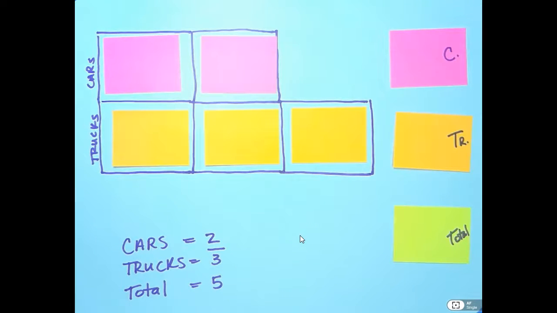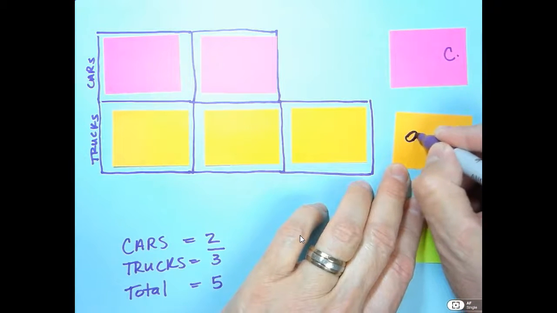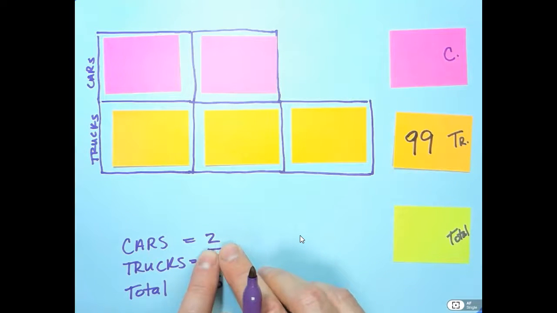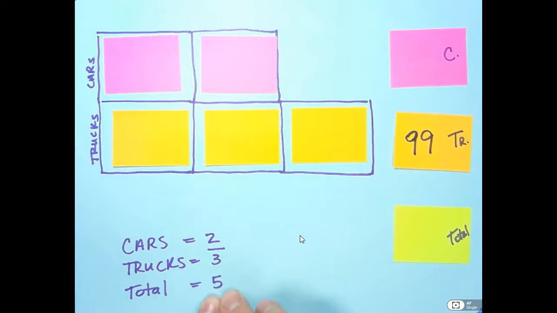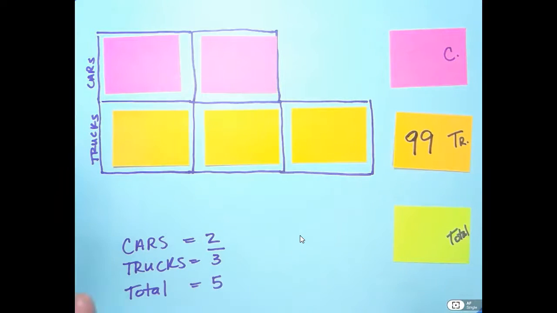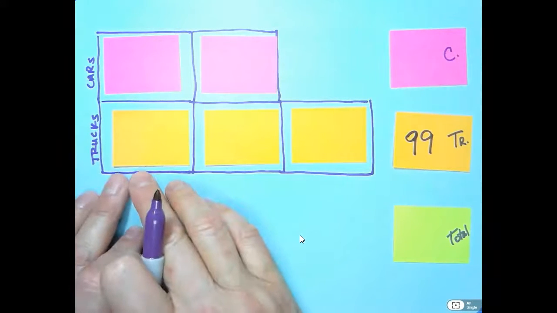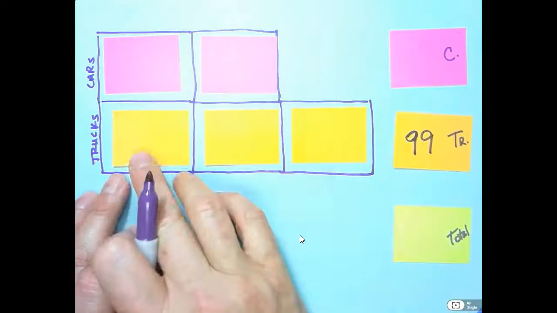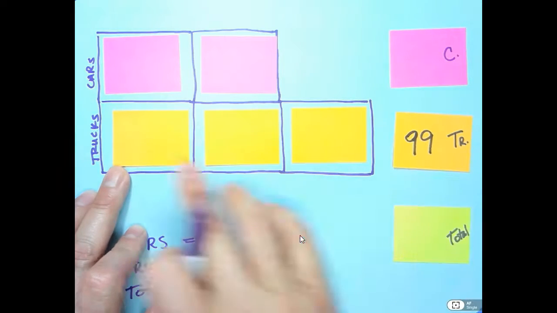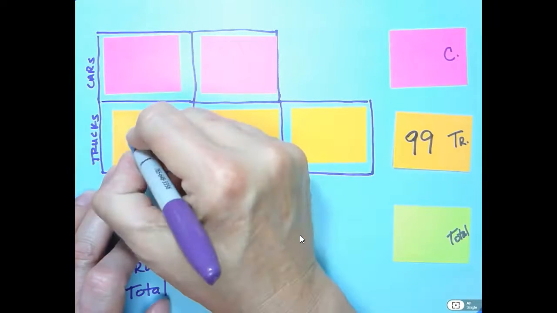Let's look at another example. In this example, we're going to deal with a larger number. Okay, let's put 99 trucks out in the parking lot. Okay, still the same ratio. For every 2 cars, there are 3 trucks. So for every 5 vehicles, 2 cars, 3 trucks, and we know that 99 of them are trucks. Okay, well, we still have the same situation here, only this time instead of having two groups of cars, we have three groups of trucks that are equal to 99. 99 divided equally into three groups is 33.